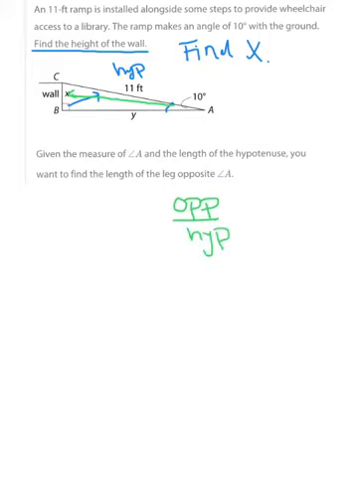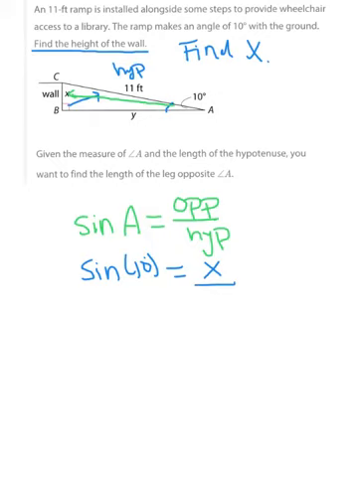Well, what trig ratio makes that fraction? Is it sine, cosine, or tangent? And we should be thinking to ourselves that it is sine. So I want sine of A equals opposite over hypotenuse, and now replacing values with what I have, I know that A is 10 degrees, so sine of 10 equals opposite, which is x, because that's what I'm trying to find, and the hypotenuse was 11.